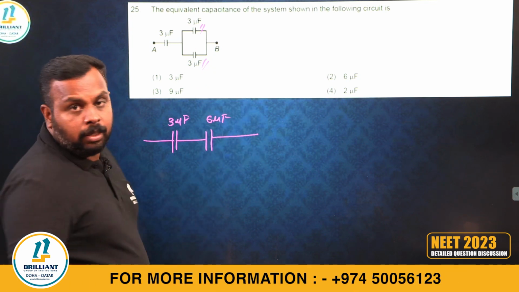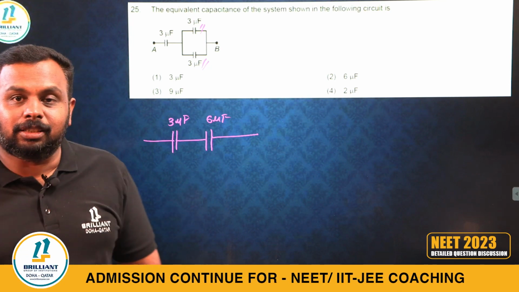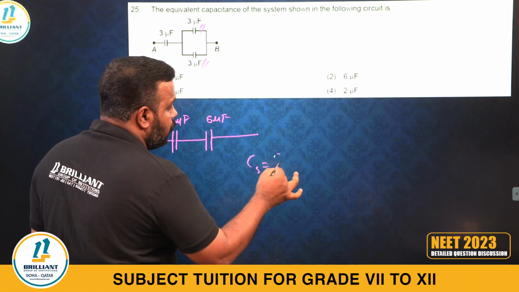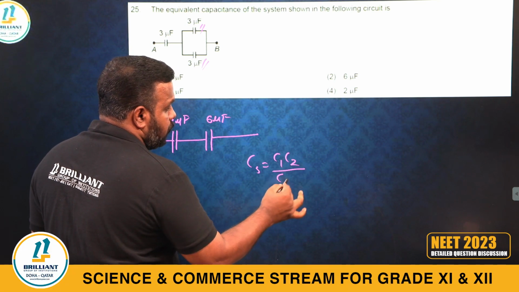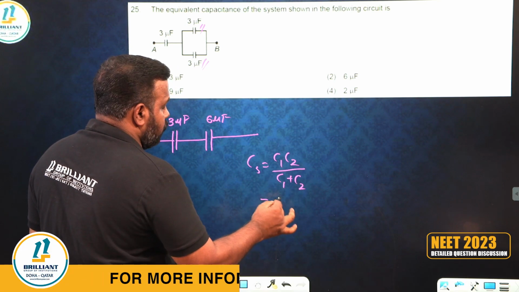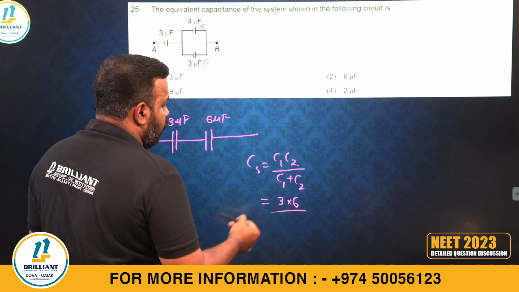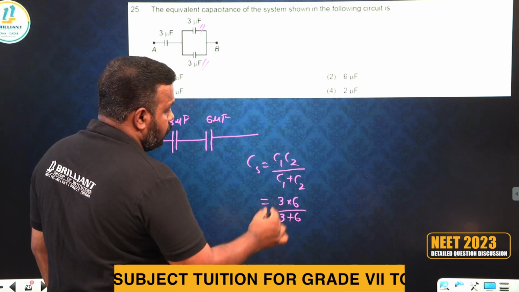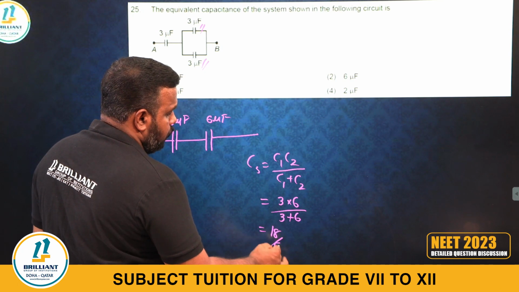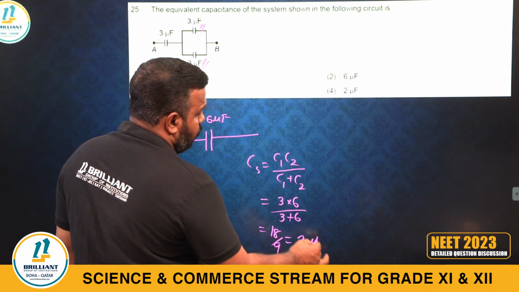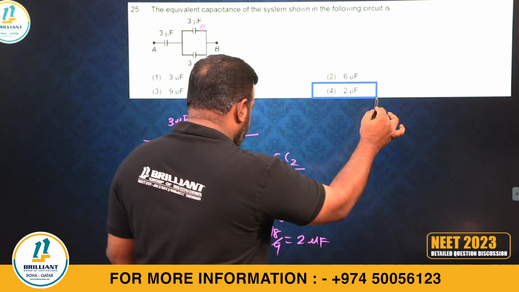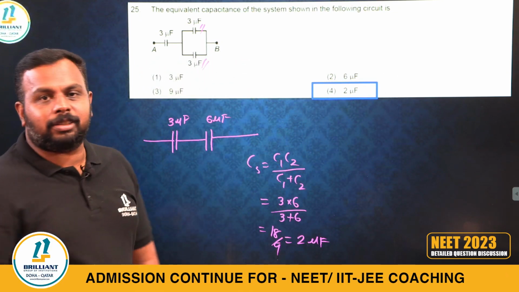Now you can see these two capacitors are in series. In series combination of two capacitors, we have a direct formula: C1 C2 by C1 plus C2. So we get 3 into 6 by 3 plus 6, which is 18 by 9, 2 microfarad. So the answer for this question is 2 microfarad.